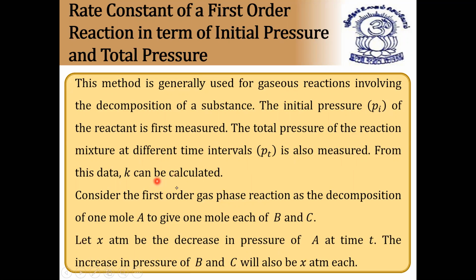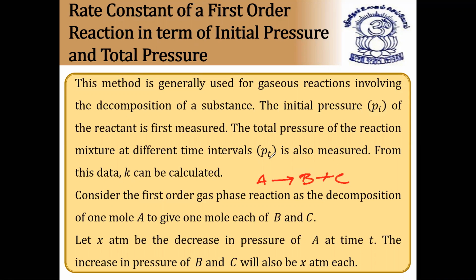Consider the first order gas phase reaction as a decomposition of 1 mole of A to give 1 mole each of B and C. 1 mole each of B and C means the reaction is what? A gives rise to B plus C.